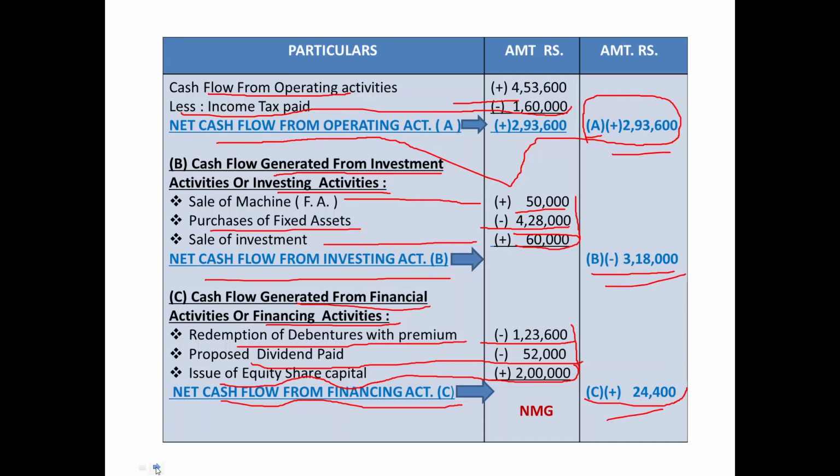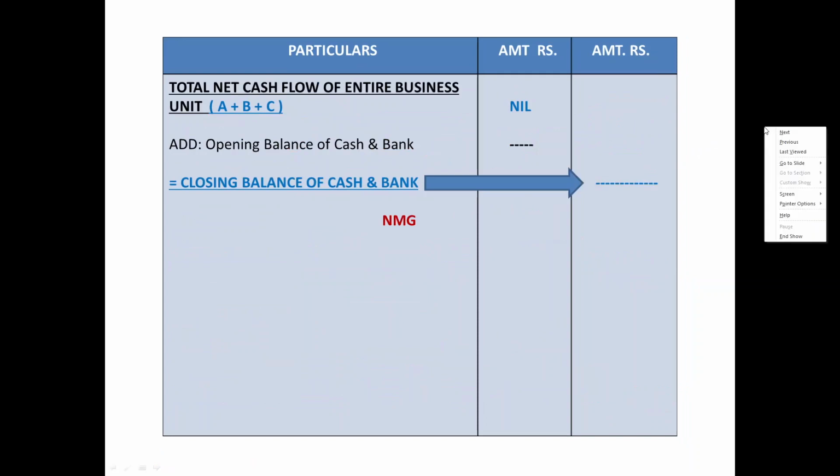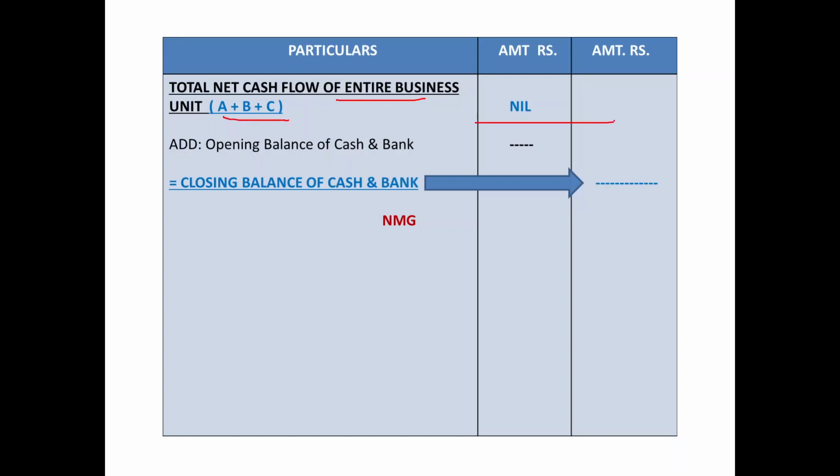Ultimate picture, final answer of cash flow of the entire year. How to decide it? Net cash flow of entire business, or you may say increase or decrease in the cash flow during the year, A plus B plus C, it is nil. If we total these three, we will get the answer nil.